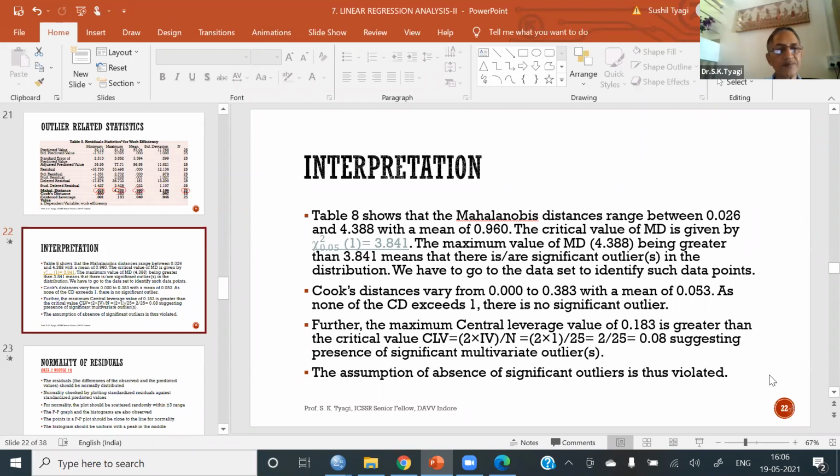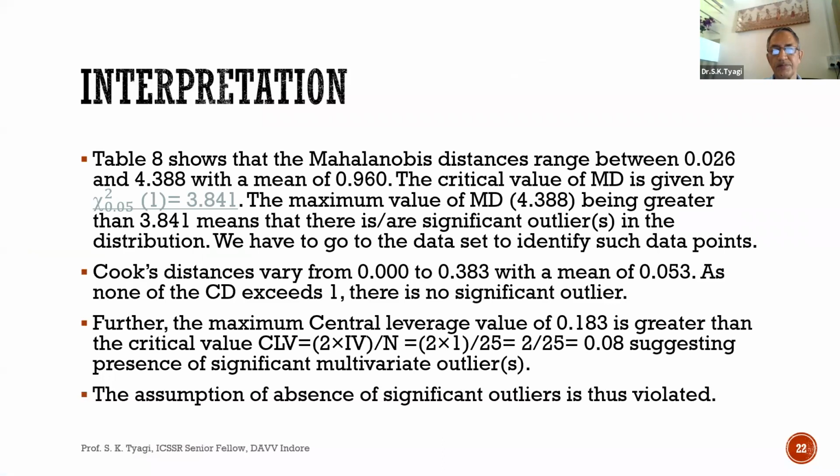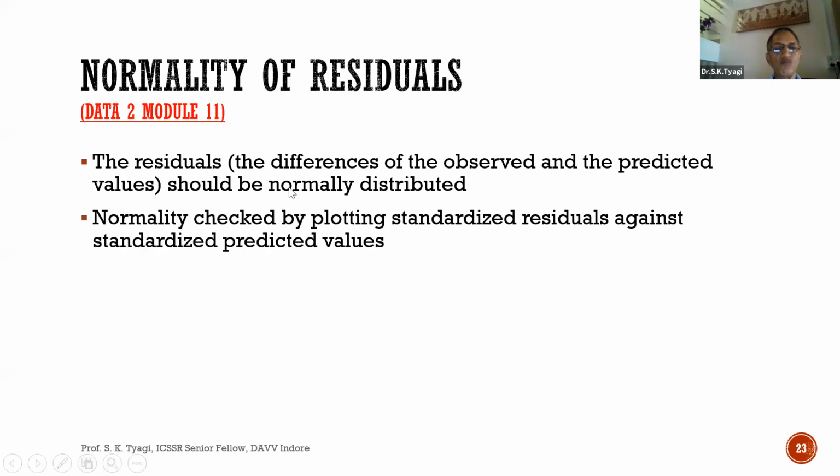Now let us go to the next assumption and see how it is tested. The next assumption is the normality of the residuals. Residual means the difference between the observed and the predicted value, and they should be normally distributed. Normality is checked by plotting standardized residuals against standardized predicted values, Z residual against Z predicted.